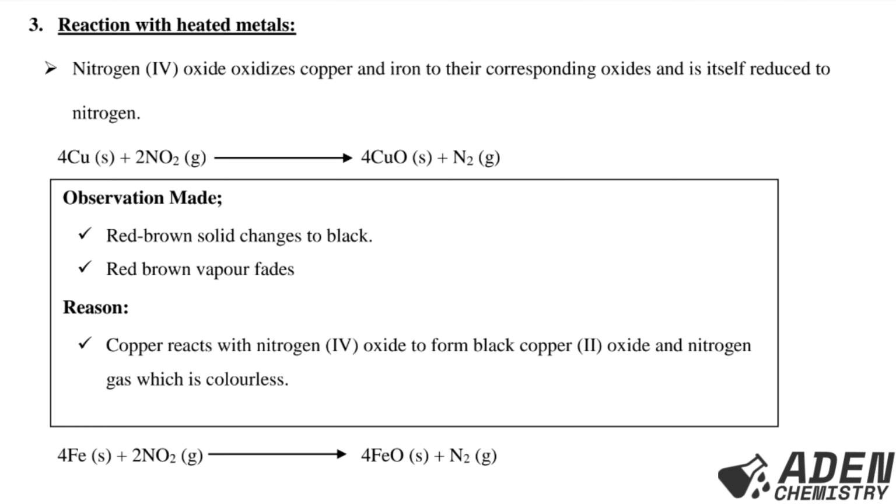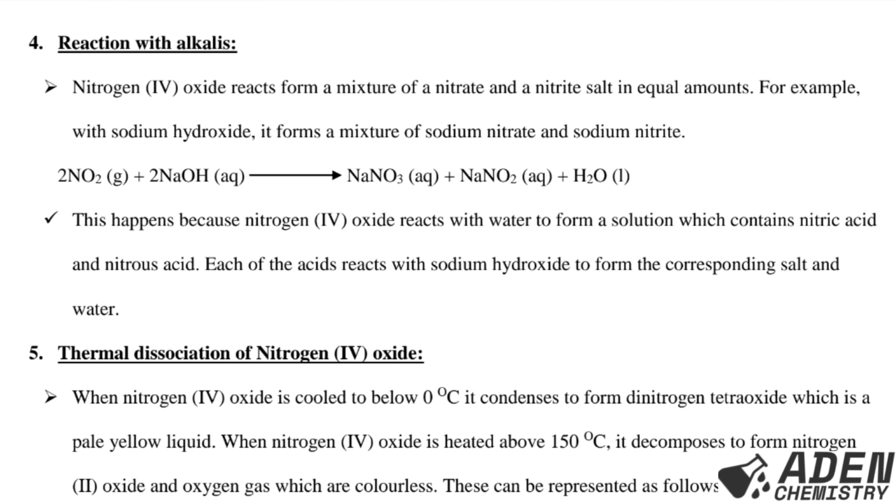So next we have iron reacting with nitrogen peroxide. 4 moles of iron solid will react with 2 moles of nitrogen peroxide gas. What we are going to get will be 4 moles of iron 2 oxide solid plus 1 mole of nitrogen gas. So let's proceed to the fourth chemical property of nitrogen peroxide gas, and that is reaction of nitrogen peroxide gas with alkalis. We're saying nitrogen peroxide reacts to form a mixture of nitrate and nitrite salt in equal amounts.